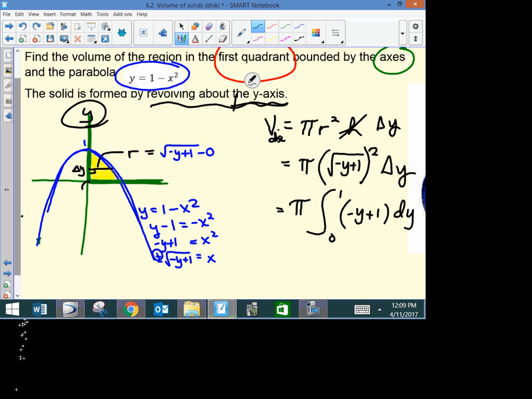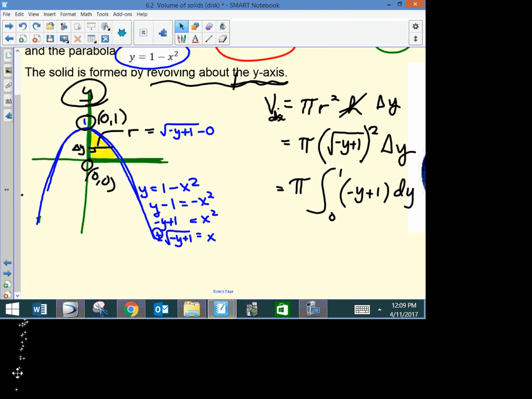This is the bottom y, and this is the top y. Remember that point is 0, 1. This point is 0, 0. Okay? All right. Go ahead and throw it in your calculator. We'll do kind of every other one. It's not that hard. I'll do it by hand. If you'd rather do it by hand, go for it.